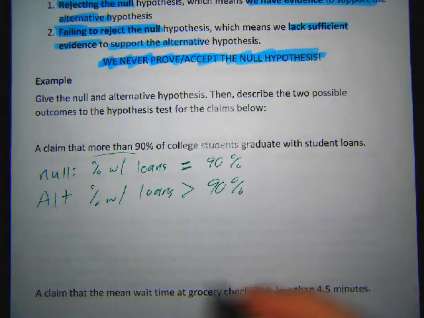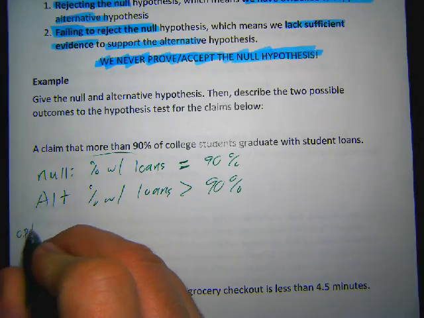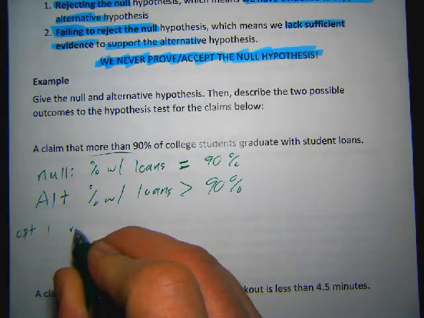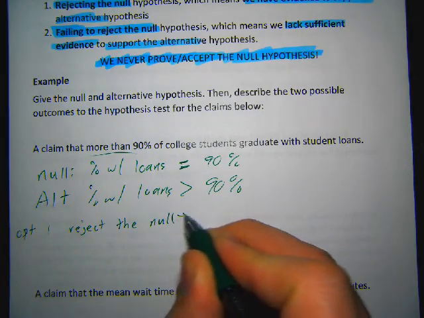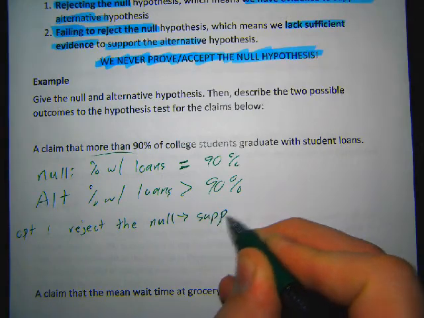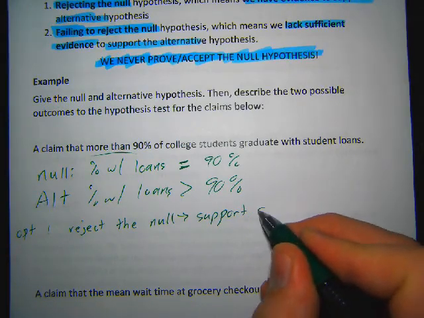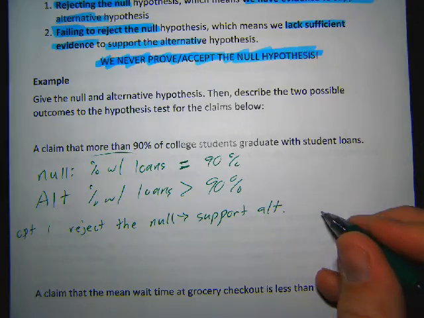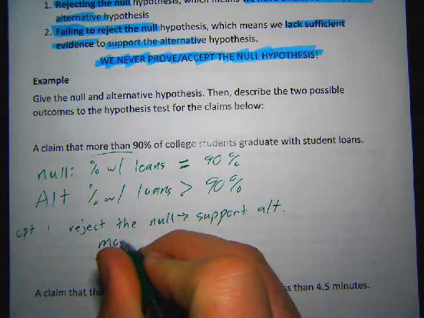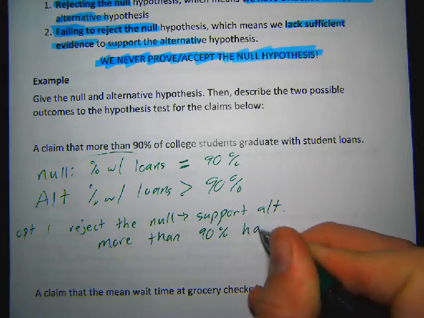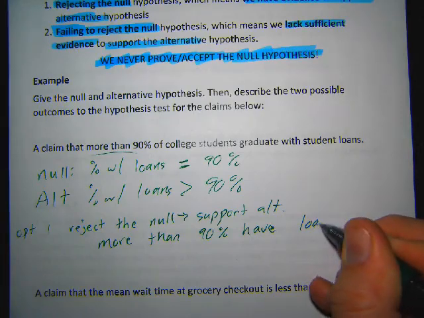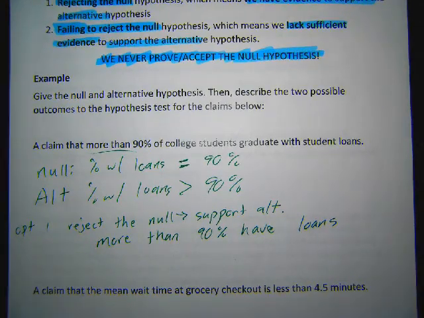Now, there's two options. Option one is you reject the null, which tells us we support the alternative, because if you reject the null, that means you go with the alternative. And that would tell us that more than 90% have loans. This is what would happen if you went and did your study and instead of getting like 90%, you got like 95 or 99%. You got way higher than 90%. Your values were significantly above 90%.